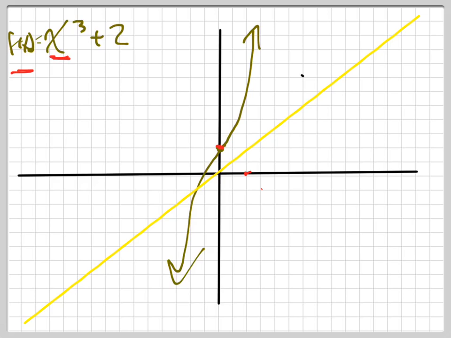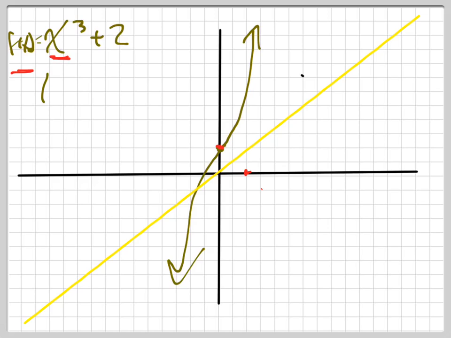Let's just pick some points: (1, 3), (2, ...). Sorry, I should be doing this in a different color. If you notice, these are across from each other and they're the same thing, and these are across from each other, so they're the same thing. You can do that with all of them.